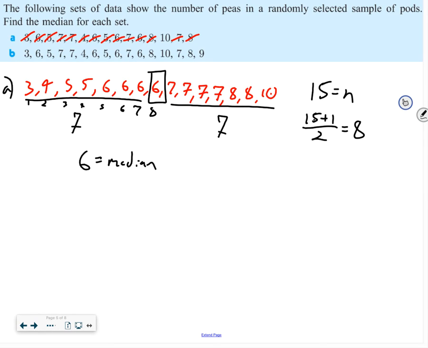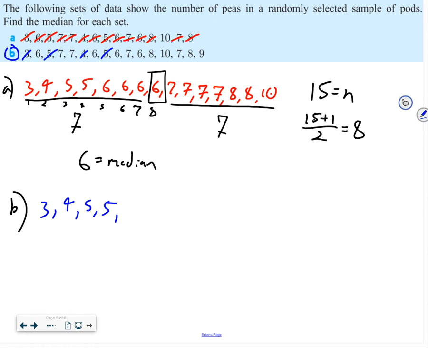Okay, so this would be peas in a pod. So another set of data. Okay, did this experiment again, and we get these. So again, I have to order them. So I get a 3. I get 1 4. I get 2 5s.